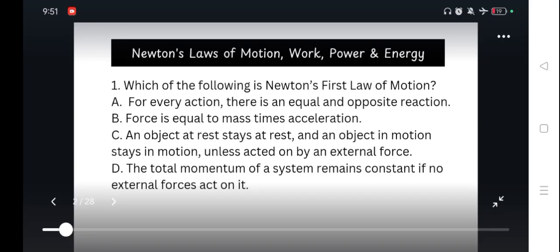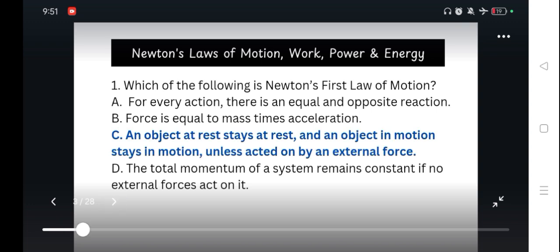Okay, now the correct answer is letter C. So C is the right answer. An object at rest stays at rest, and an object in motion stays in motion, unless acted upon by an external force. So letter C is the first law of motion, also known as the law of inertia.